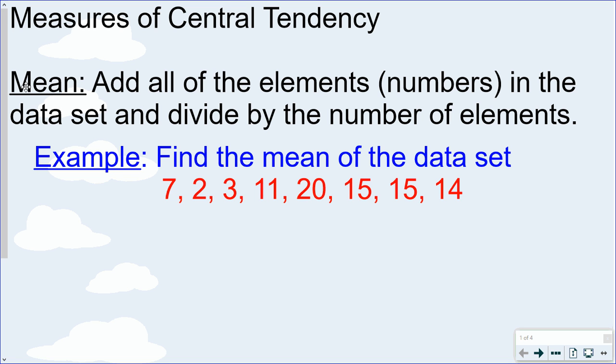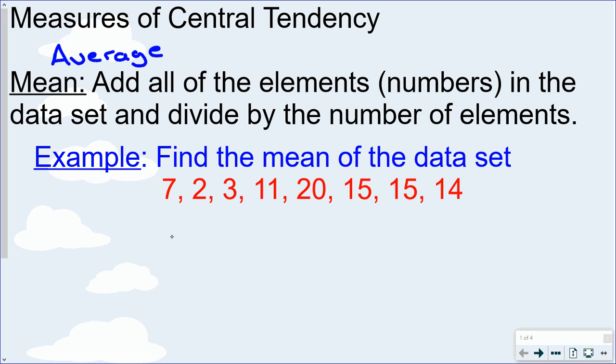Another name for the mean, by the way, is the average. So average and mean are the same thing, really. So to find the mean, all you do is add all of the elements or the numbers. So when you have a list of numbers, they're called elements. So this is called a data set. And in the data set, each number is an element. So add all of those elements or numbers in the data set and divide by the number of elements.